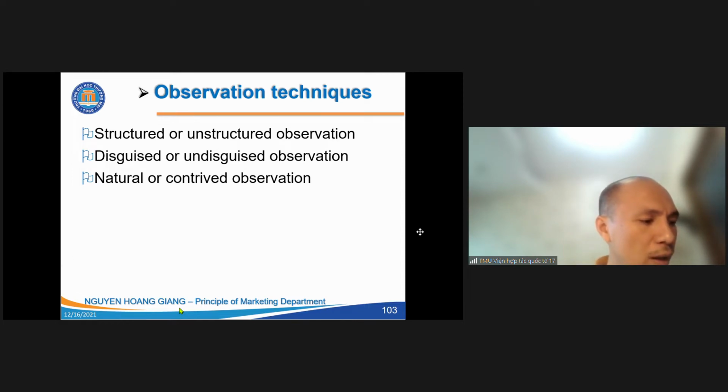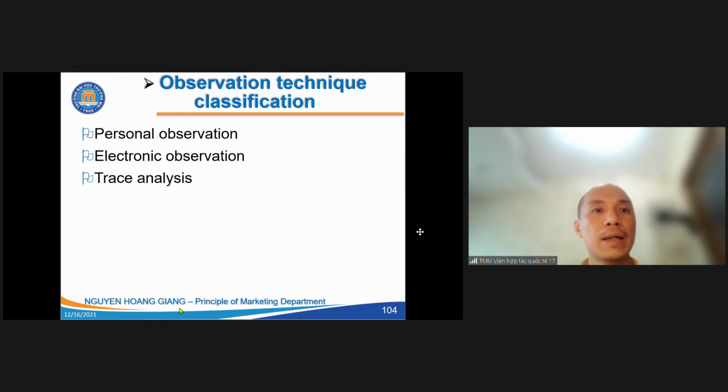So depending on the case, depending on the environment, and depending on the ability and the tools that the researcher has, they can choose the suitable technique to do the observations. And that's all for chapter 2.